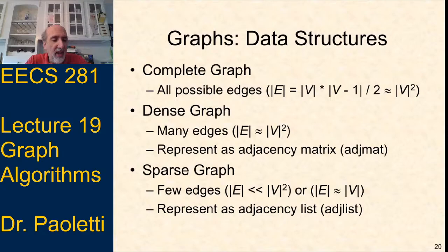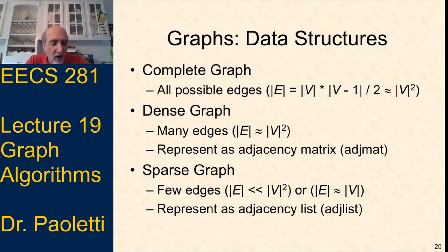So we could say, I have a complete graph. In a complete graph, we have our list of edges. Well, the number of edges is equal to the number of vertices times the number of vertices minus 1, divided by 2, which is approximately equal to the number of vertices squared.